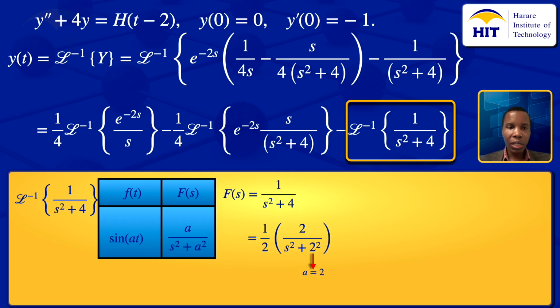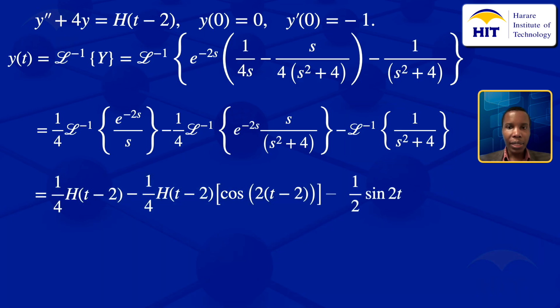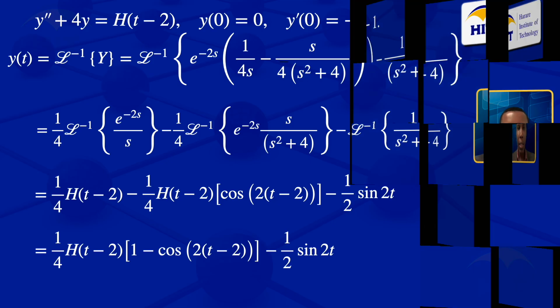Then our f of t, which is the sine of 2t, is the one that gives us the inverse Laplace transform of 1 over s squared plus 4. Then it will give us a 1 over 2, multiplied by sine of 2t. And I will put that in our equation there. Then if we look at these parts here, we have the 1 over 4 h of t minus 2 is common, so I can just factor it out. Then we have 1 over 4 h of t minus 2 multiplied by 1 minus cosine of 2 times t minus 2, then minus a half times sine of 2t. So that's the solution there.